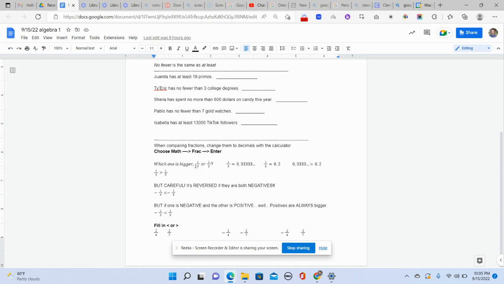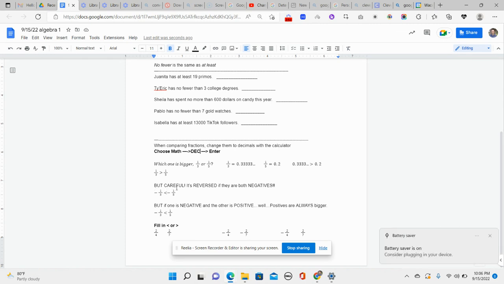So what you would do is put it in the graphing calculator and choose math. Oh, this is a typo, sorry. It should say decimal. You would choose the math button, then decimal, then enter, and then enter again to change them to decimals. And then it's much easier to see that 0.333, which is 1/3, is greater than 0.2, which is 1/5.